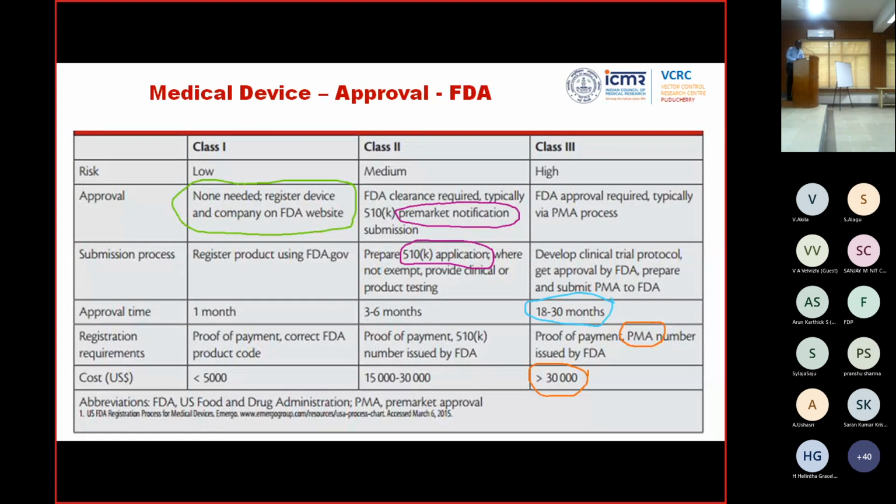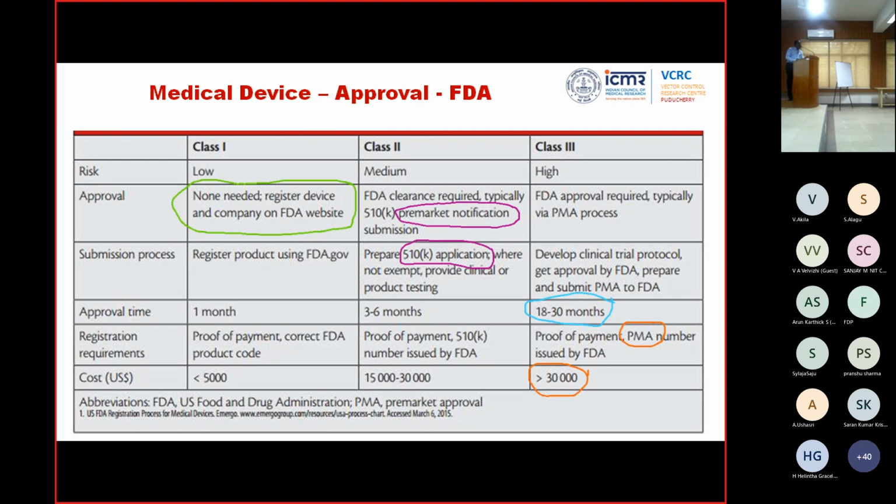So there are certain important things which you are supposed to know. Under class 2, you have to go for pre-marketing notification, which is required. Without the pre-marketing notification, you cannot put this device into practice. But as far as class 3 is concerned, it has to go through the pre-marketing approval. Without the pre-marketing approval, you cannot put this device into practice.